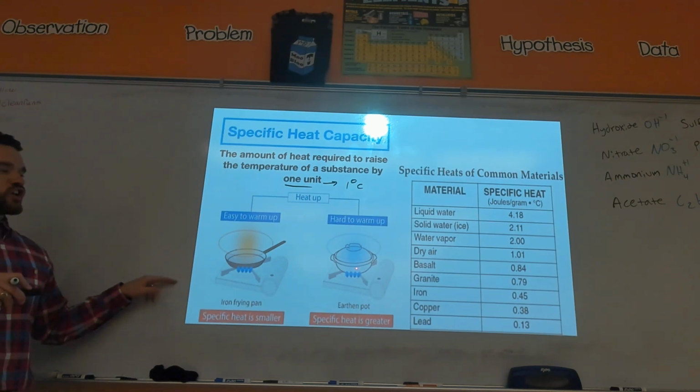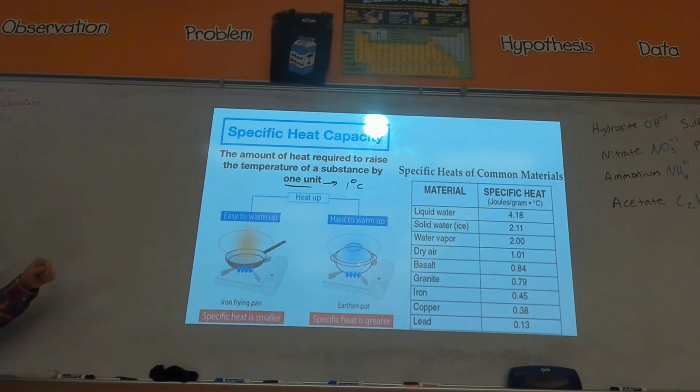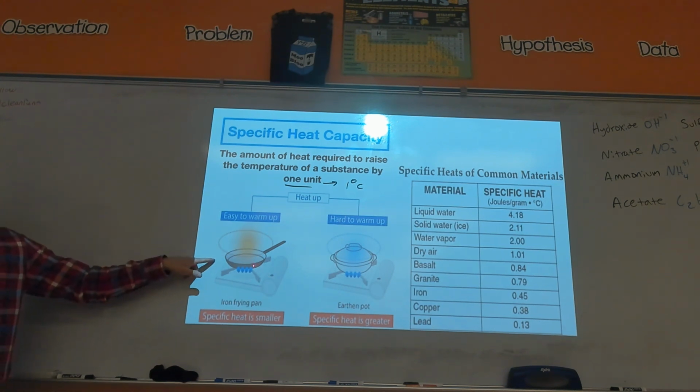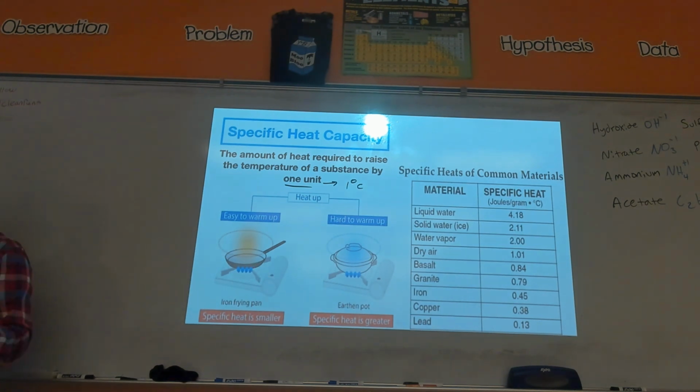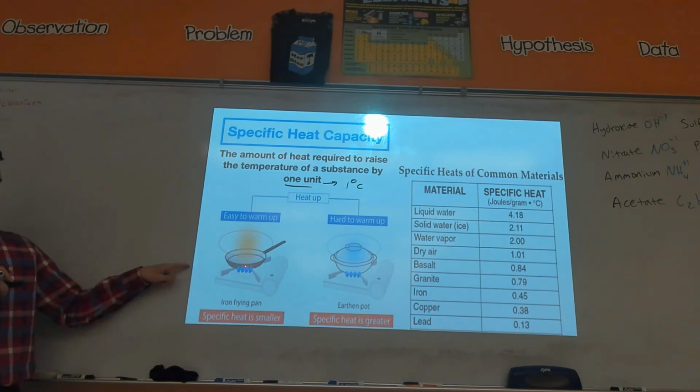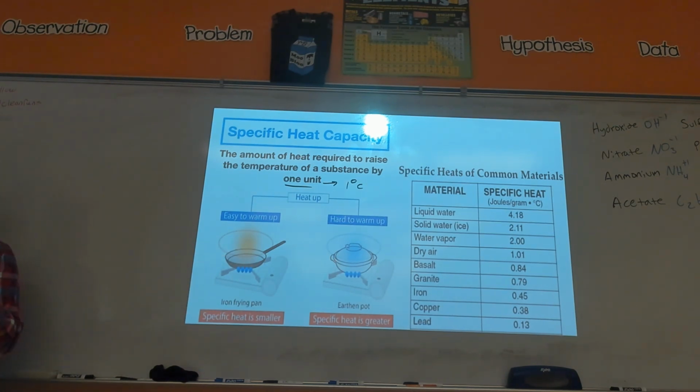Or if you're cooking in an earthen pot, earthen pots have a very high specific heat capacity. So if you put water in both of these, it would take much less energy, like gas. The gas bill is much lower to raise water to the same temperature in the iron frying pan than the same amount of water in an earthen pot.